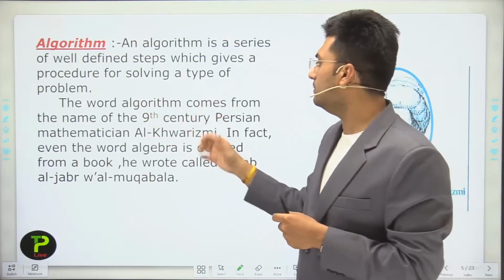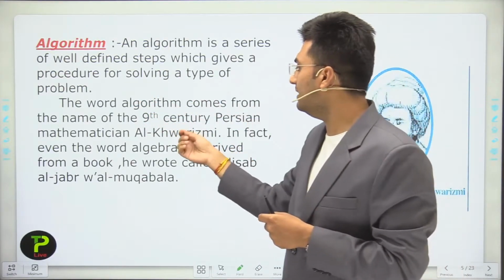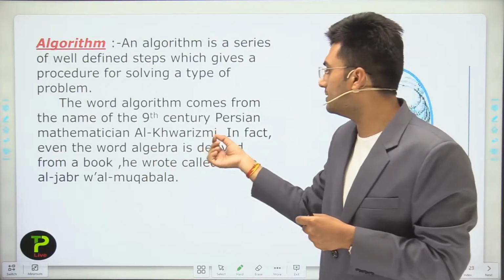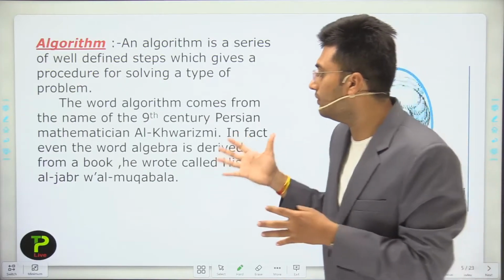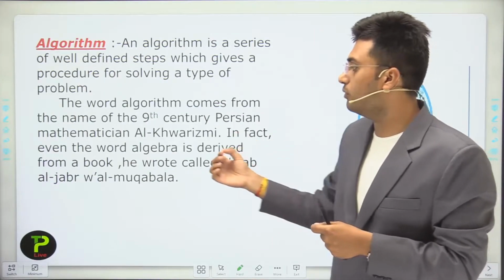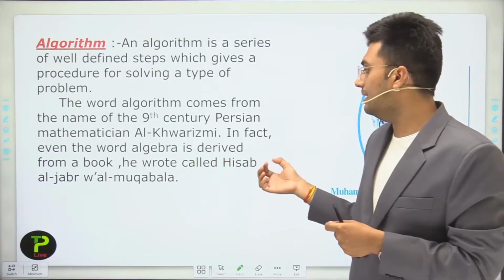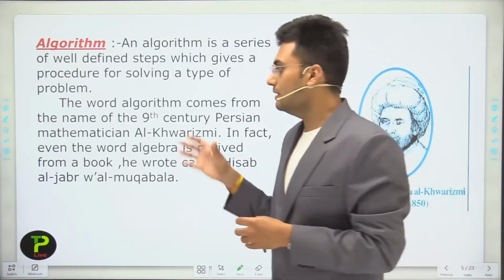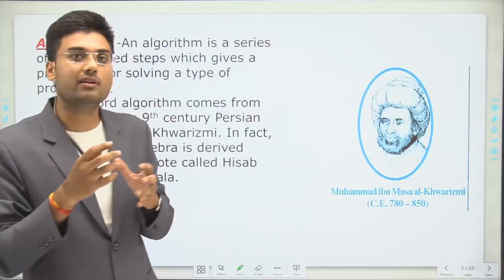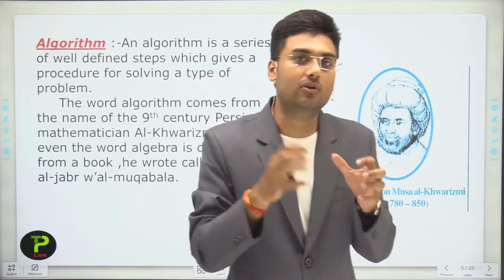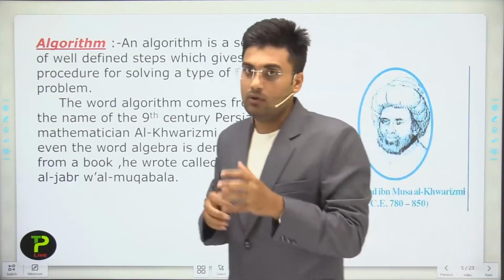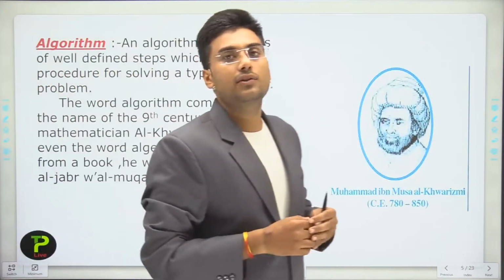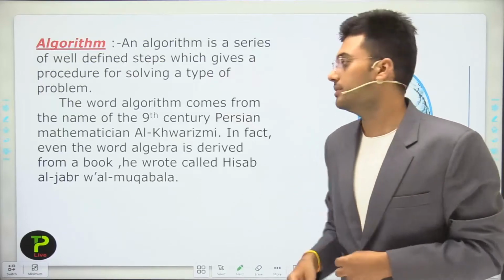Okay, now let's discuss where the word algorithm comes from. The word algorithm comes from the name of the ninth century Persian mathematician Al-Khwarazmi. In fact, even the word algebra is derived from a book he wrote called Hisab al-Jabr wal Muqabala. So this is the history of where the words algebra and algorithm come from. Okay, now after algorithm, let's come to the theorem.